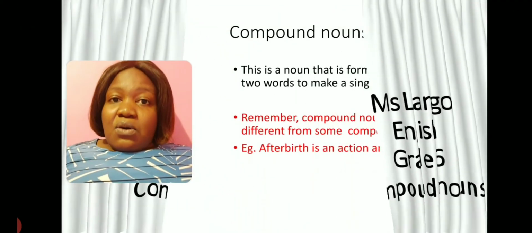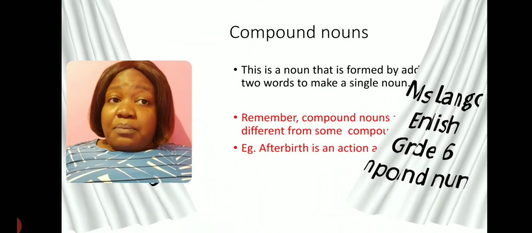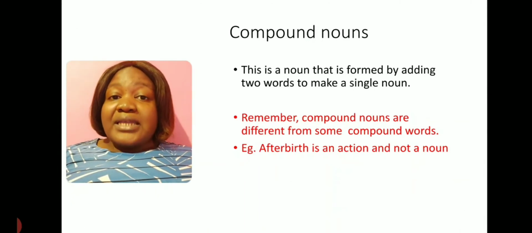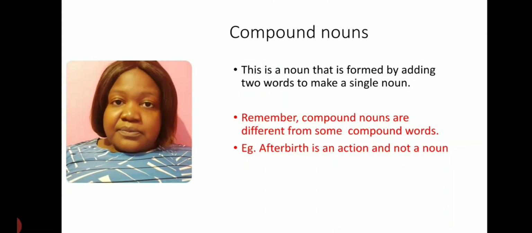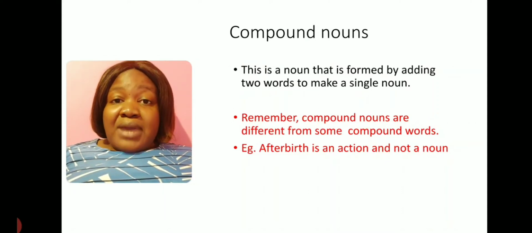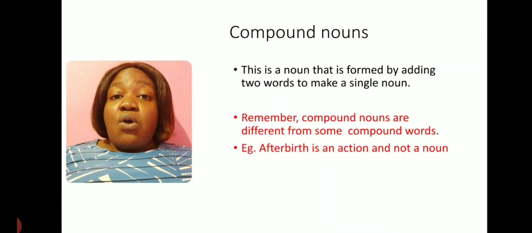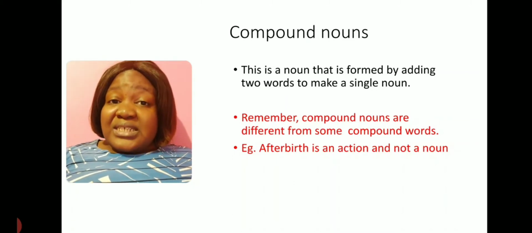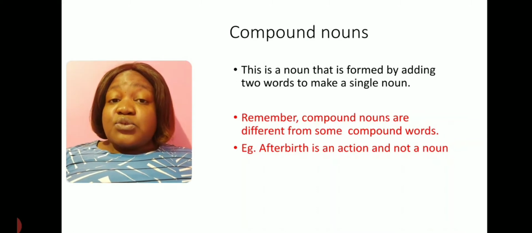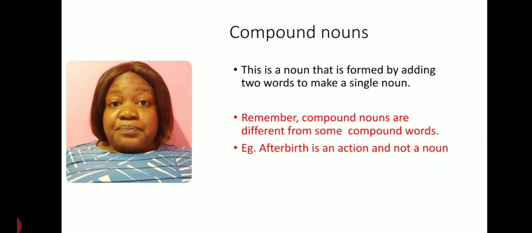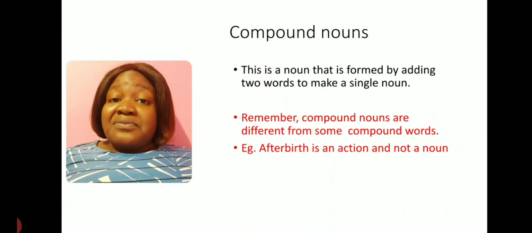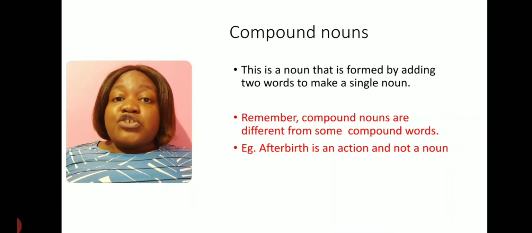Now, what is a compound noun? A compound noun is a noun formed by adding two words together to make a single noun. I know that you might confuse this with compound words because we did discuss it 2 to 3 weeks back. Compound nouns are different from compound words. Compound nouns are formed by joining two words together, 2 or 3 words, to make a noun.